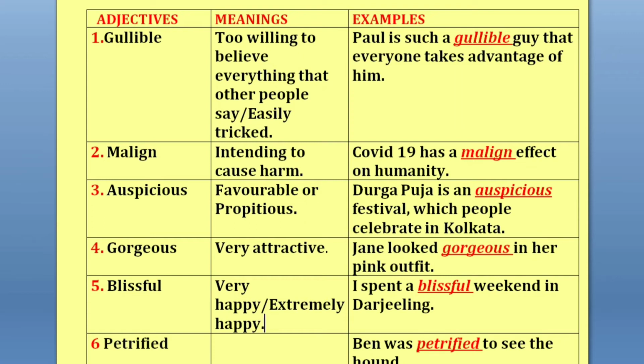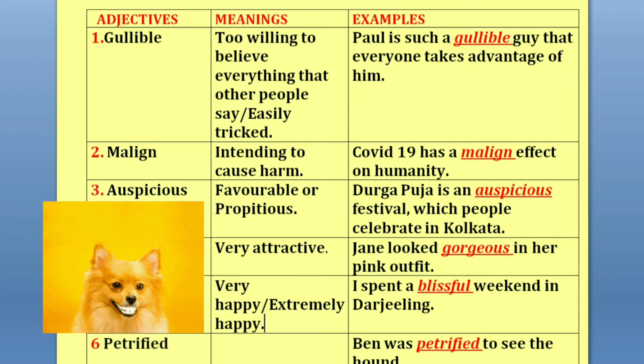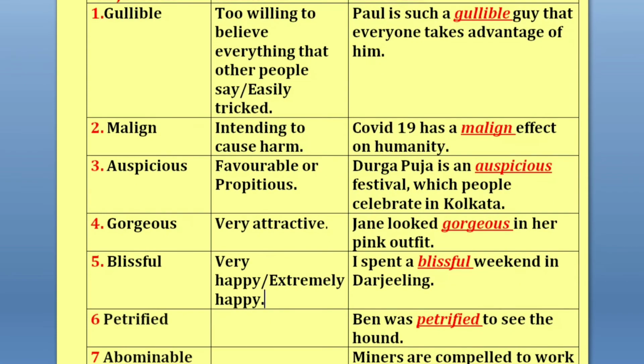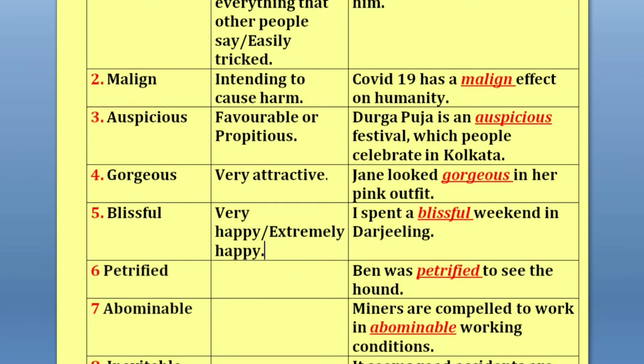As you see the example, let me read it out. I spent a blissful weekend in Darjeeling, which is a popular hill station, okay? Over here, and it's very popular in Bengal, okay? So yes, I spent a blissful weekend in Darjeeling. That means I spent a very happy weekend or extremely happy weekend over there, right? That's the way you can use this.